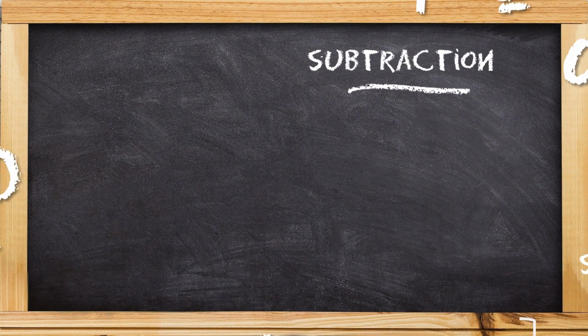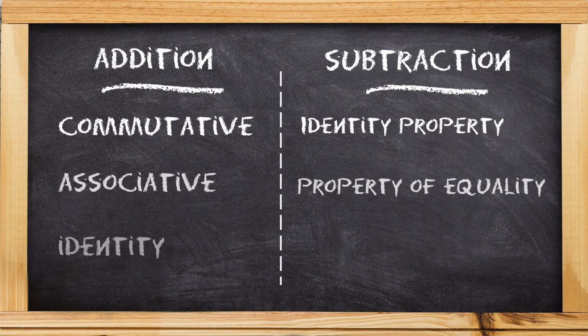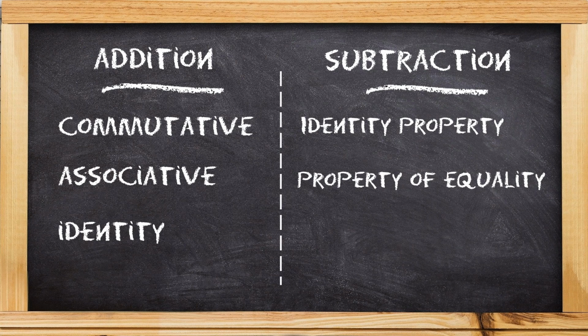And there you have it. The 5 key properties of addition and subtraction are: for addition, we have the commutative, associative, and identity properties. For subtraction, we have the identity property and the property of equality. Understanding these will help you tackle math problems smoothly.